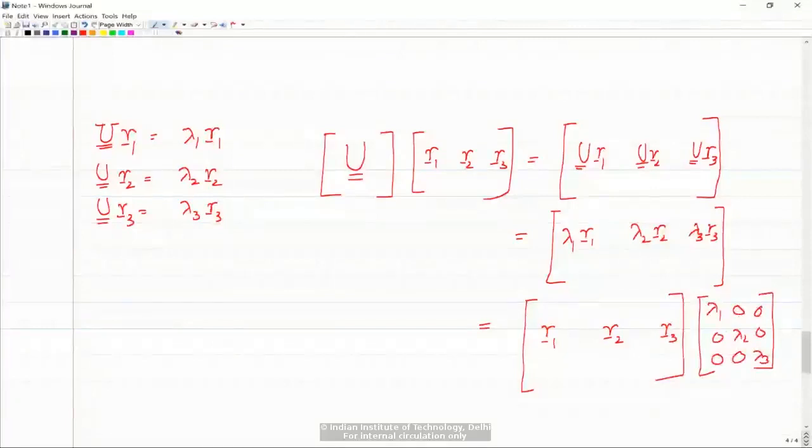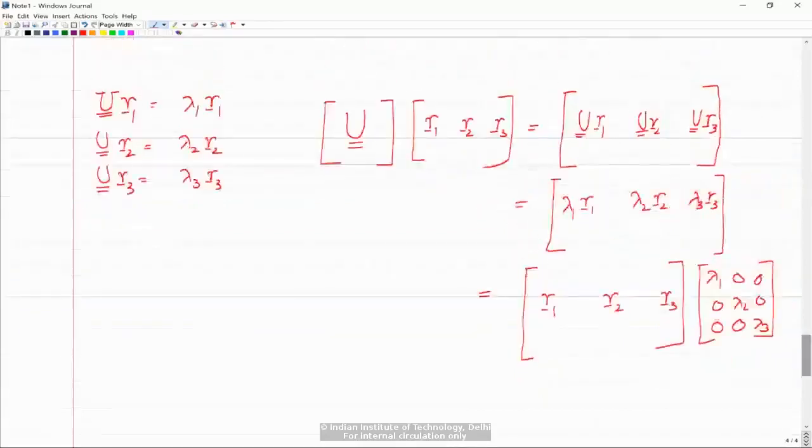So scaling of columns, you should remember this, scaling of columns is equivalent to post multiplying with the diagonal matrix of scale numbers, whereas scaling of rows is equivalent to pre-multiplying with the diagonal matrix of scale numbers. Okay, so basically you have to remember, if you are scaling the columns, that means you are post multiplying with the diagonal matrix. If it is scaling of rows, that is equivalent to pre-multiplying.